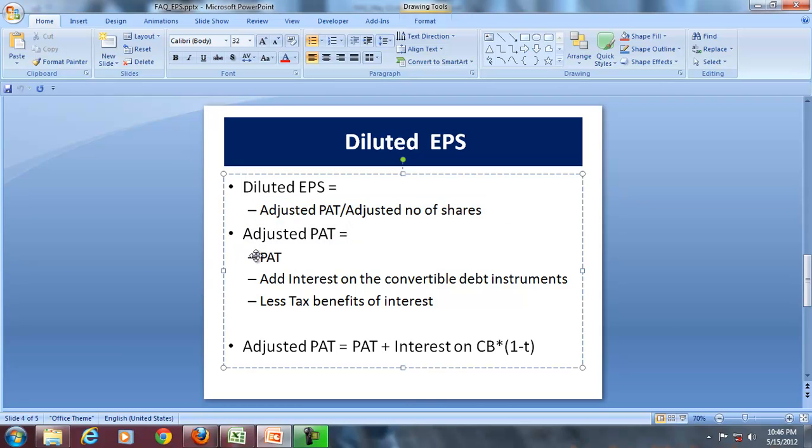Adjusted PAT is profit after tax adjusted for interest on the convertible debt instruments less the tax benefits of interest. In other words, when the bonds are converted, there will be no more interest, so interest will be added back, and since interest is removed, the tax benefits of interest are also removed. In other words, the adjusted PAT is equal to PAT plus interest on the convertibles into 1 minus T, where T is the tax rate. And what is this adjusted number of shares?